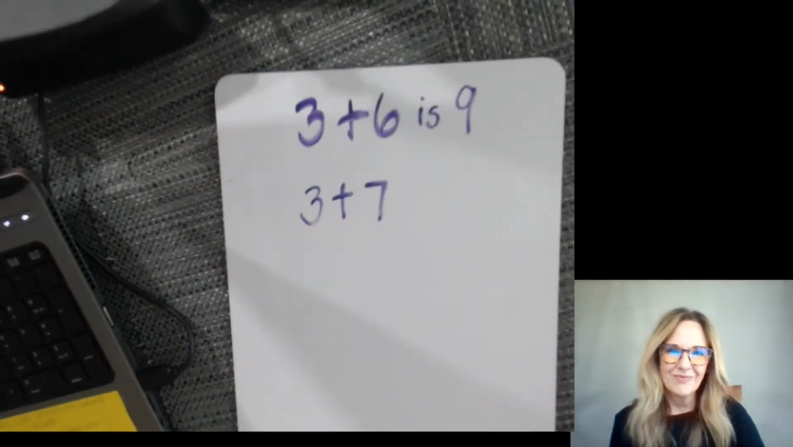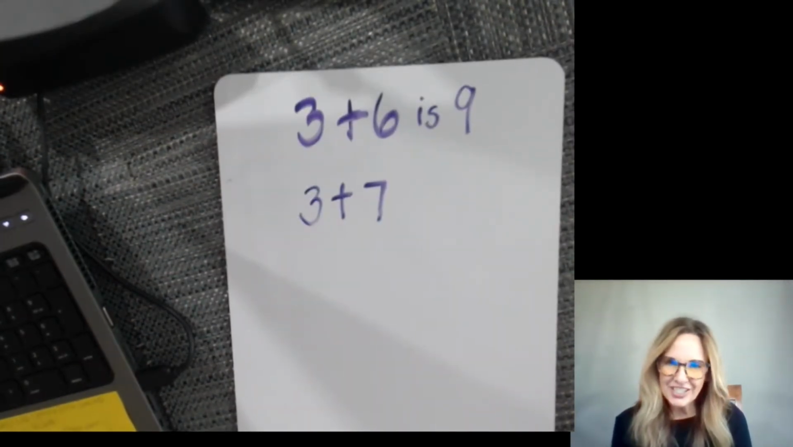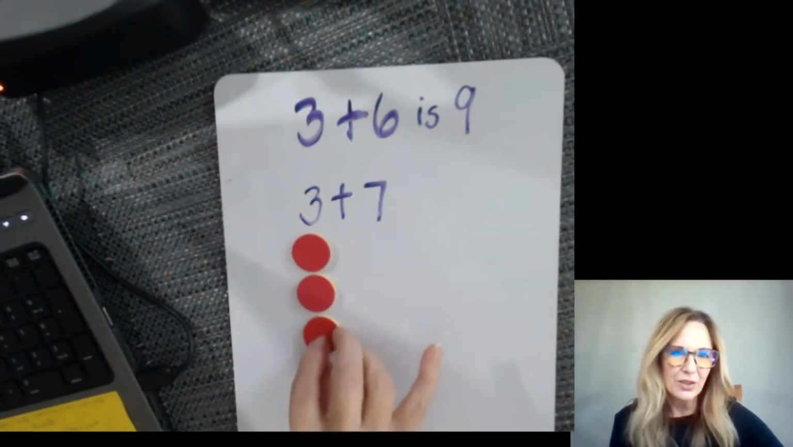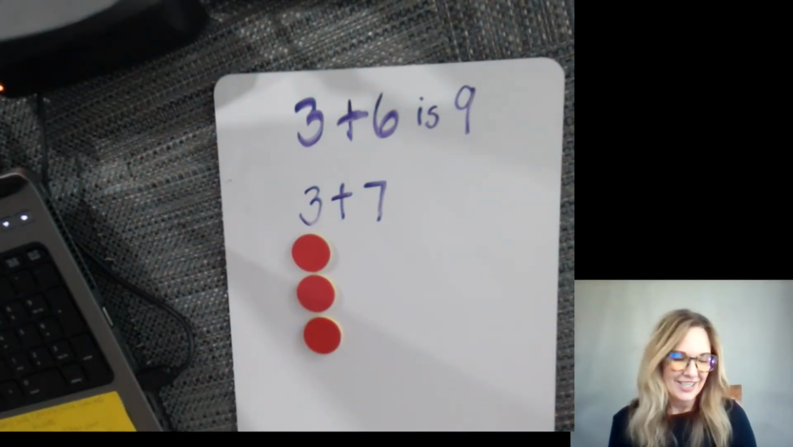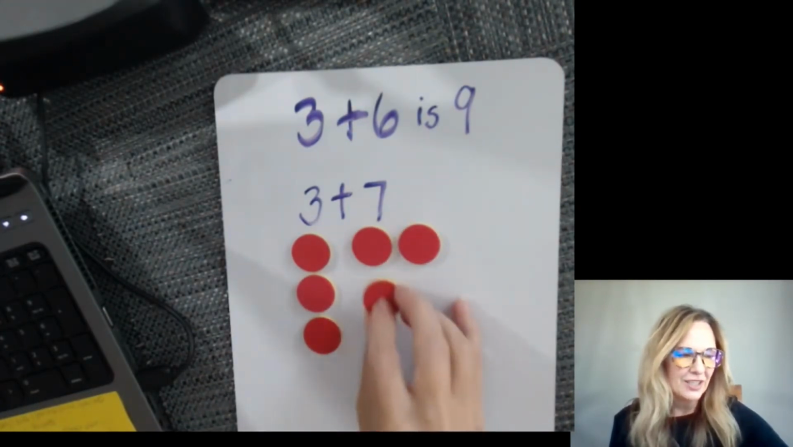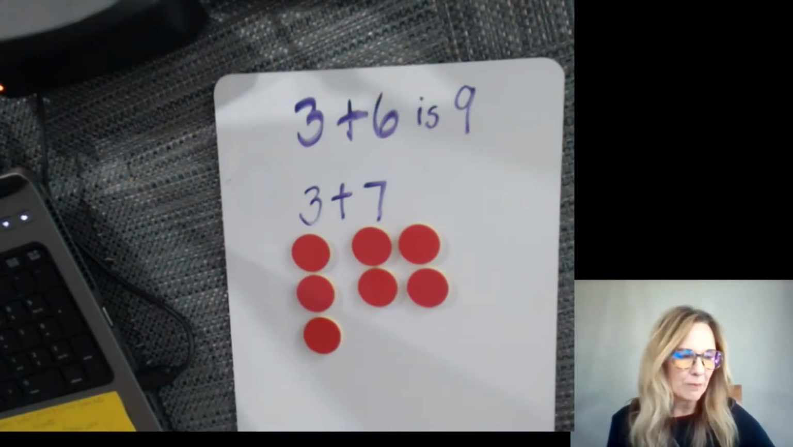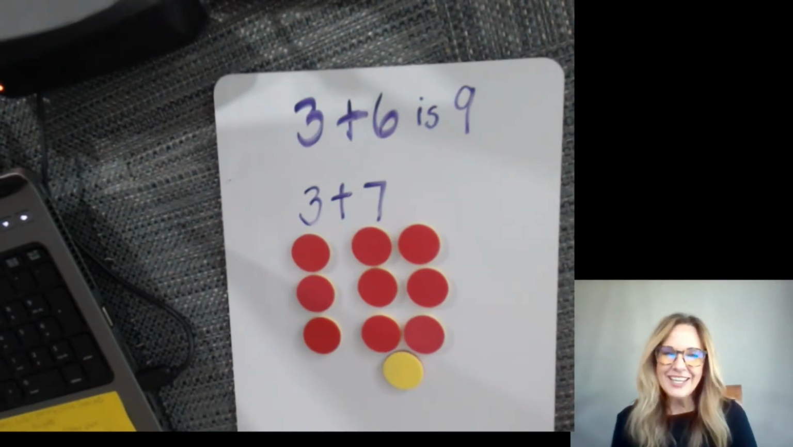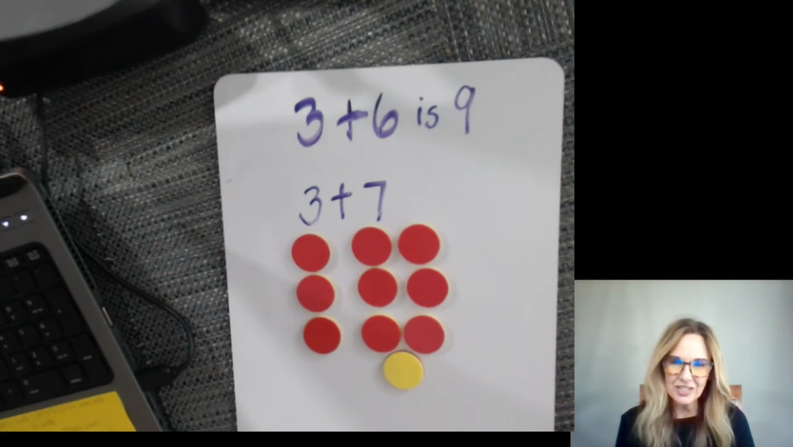Let's try another. Our new math expression is 3 and 7. Let's model the expression 3 and 7. 1, 2, 3. You model your number 3. Now let's model the number 7 together. 1, 2, 3, 4, 5, 6, and one more is 7, right?